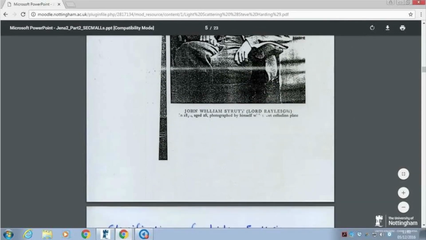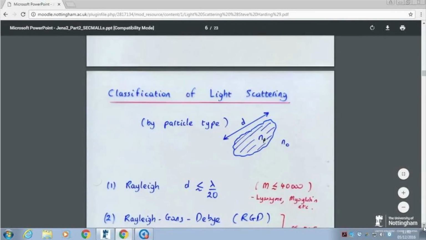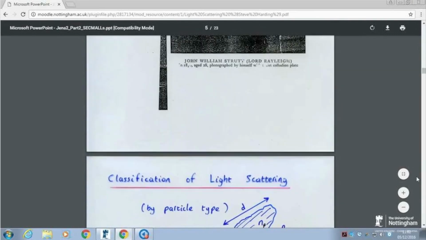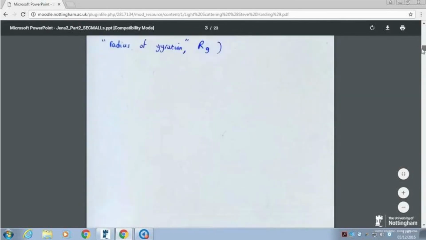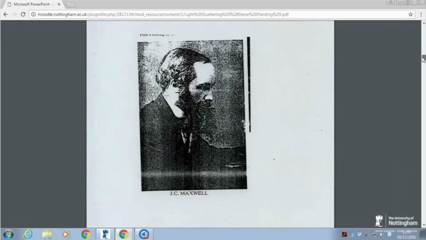So Lord Rayleigh, and these are the two key people. Okay. What I used to do is give a bit of a historical review of light scattering.